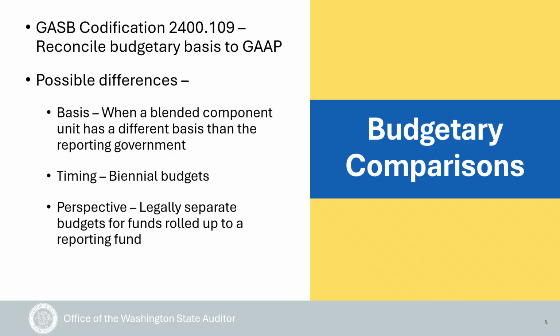We see a perspective difference between budgets and GAAP when governments have legal budgets for funds that no longer meet the requirements to be reported as special revenue funds, or they are considered managerial funds that roll up into a reported fund. If these funds have a separate legal budget, then the reporting fund will need to have a reconciliation to tie to the financial statements and report separate budgets to actuals.